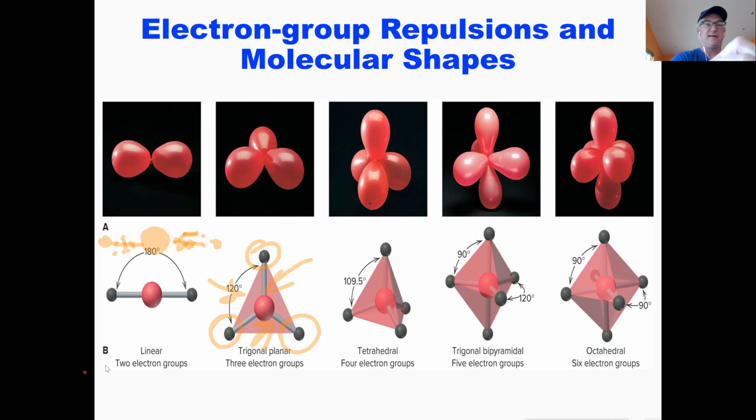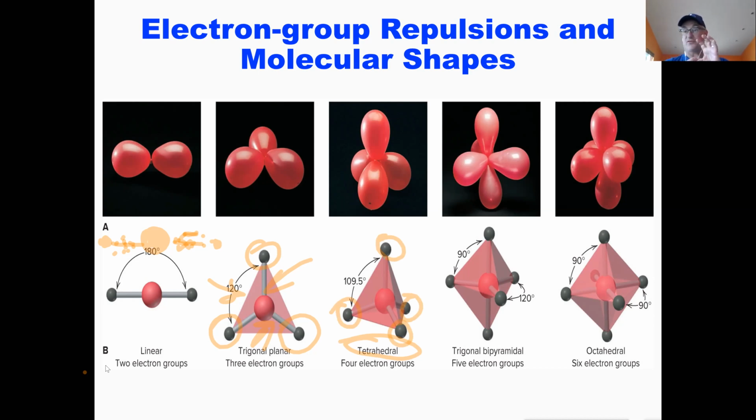So interestingly, these first two are basically two-dimensional shapes, really. They're both flat. The linear is flat, and when we have three groups, that's flat also. It's when we introduce 4, 5, and 6 and more that we get these three-dimensional shapes. And the first one that we'll see quite frequently is this tetrahedral shape. So we have 1, 2, 3, 4 around the central atom.